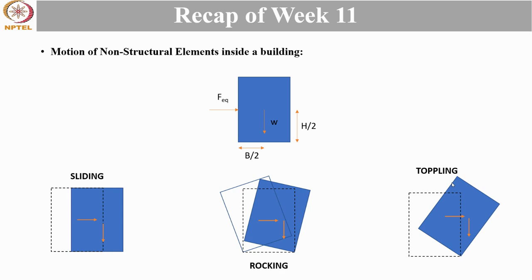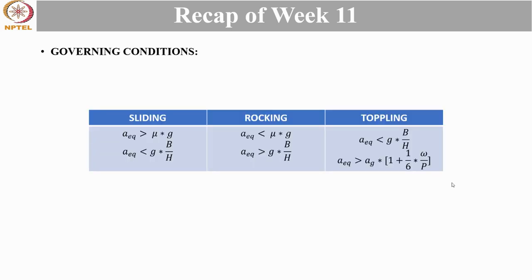And last is toppling, where the non-structural elements will fall down, and this happens when both the moment due to ground motion and the moment due to self weight are acting in the same direction, as can be seen in the figure. And how to stop these motions? Either by bolting down the base or by tying down the non-structural elements. For these discussed motions, the following table shows the governing equations. These equations are derived using the basic equilibrium conditions of force and moments.